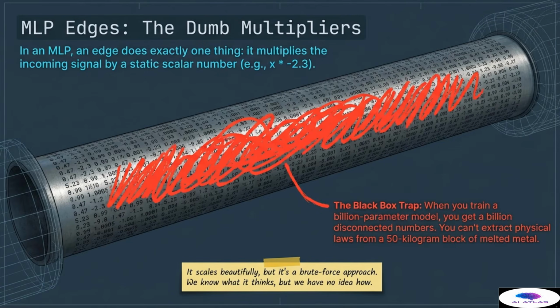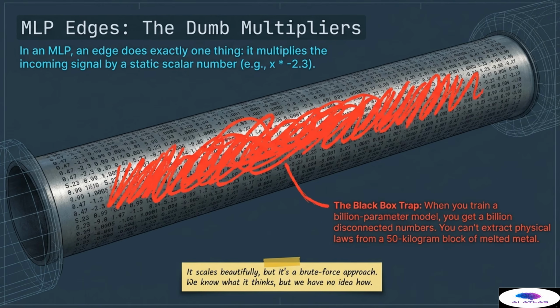Let's zoom in on the edges of a multi-layer perceptron, which we might call the dumb multipliers. In a standard MLP, an edge does exactly one thing and one thing only. It takes an incoming signal and multiplies it by a static scalar number, such as multiplying x by -2.3. This leads us directly into what we call the black box trap. When you train a massive model with 1 billion parameters, what you actually end up with is 1 billion disconnected numbers. These numbers represent the weights of the connections, but they do not convey any intuitive meaning or physical understanding.